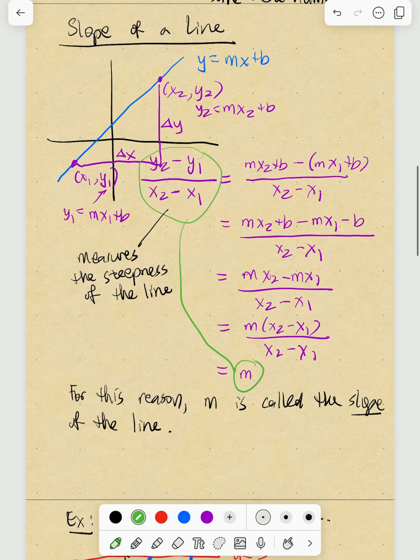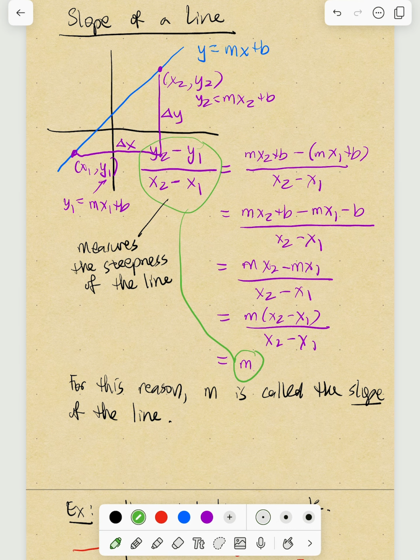Alright, let's talk about the slope of a line. So the slope of a line is very important. Let's say that you have a line whose equation is y equals mx plus b, and you take 2 points x1, y1 and x2, y2. And let's say you calculate y2 minus y1 all over x2 minus x1.